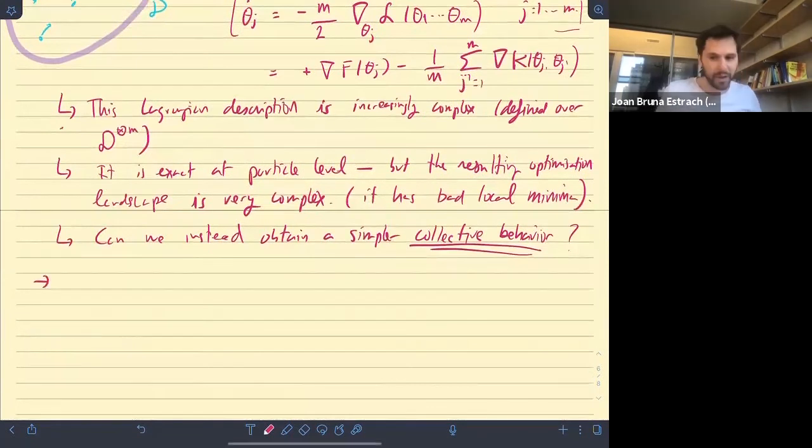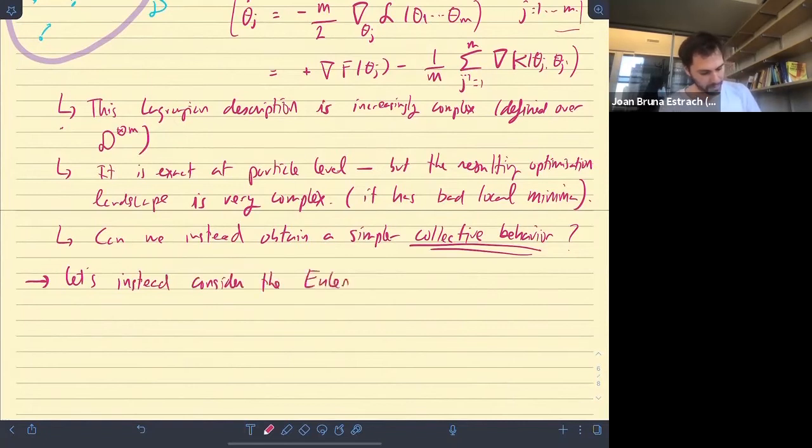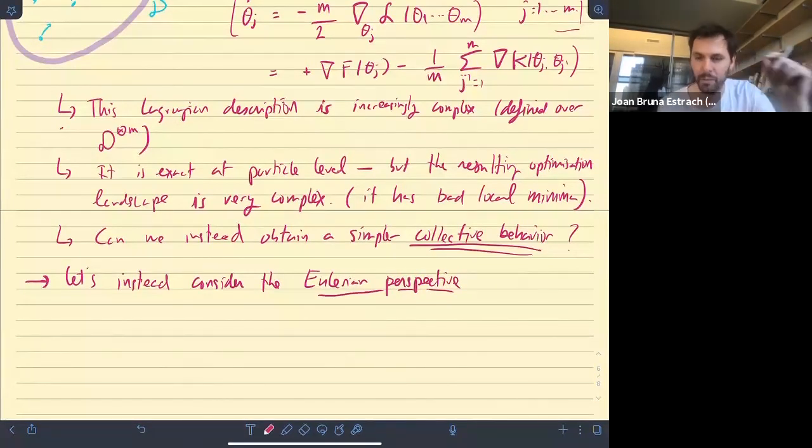So this is something that by no means is new. This observation is really at the core of the revolutions in physics and mechanics. It dates at least to the 19th century, if not before. This is the perspective from Euler: let's consider instead what's called the Eulerian perspective. Instead of trying to track, in a system of many particles, the velocity and following exactly where each particle is going, I'm going to instead fix a position in my parameter space and just understand the probability to find a particle in that location, and see how this probability evolves with time.